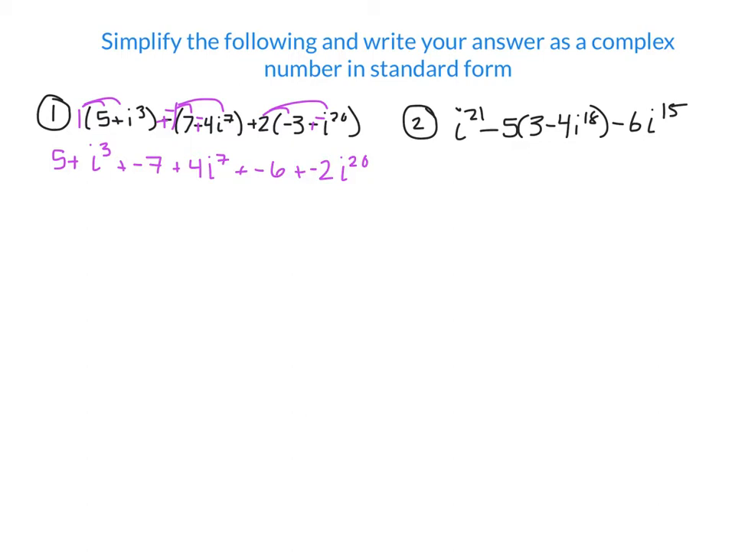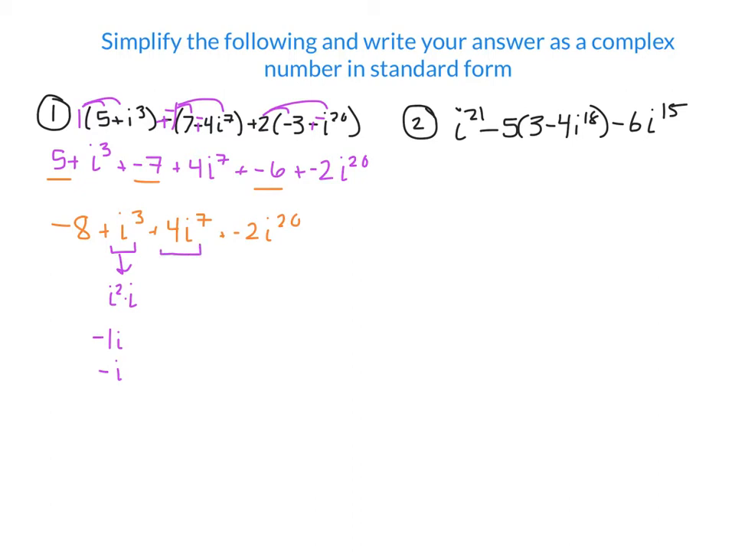Now I'm going to combine together my real parts to start. So I know that 5, negative 7, and negative 6, well, 5 and negative 7 become negative 2 and negative 6 combined to be a negative 8. So I have negative 8 plus i cubed plus 4i to the 7th plus negative 2i to the 20th. So I have to simplify each one of these. Now, what I do know is that i cubed is really just i squared times i, and i squared is a negative 1. So this is negative 1 times i, which is just a negative i. So I can rewrite that i cubed as negative i.